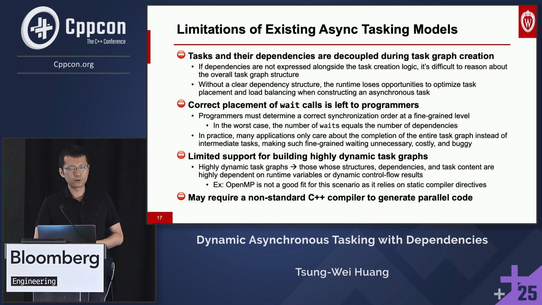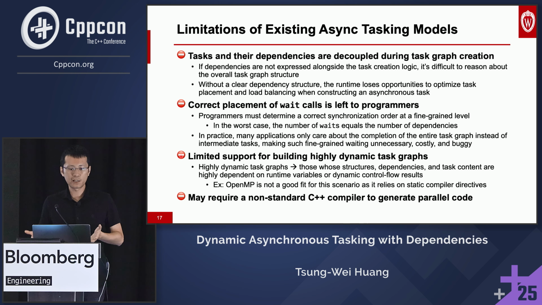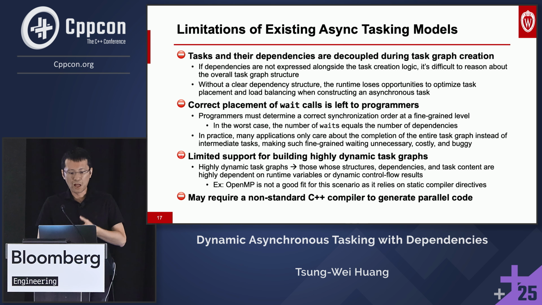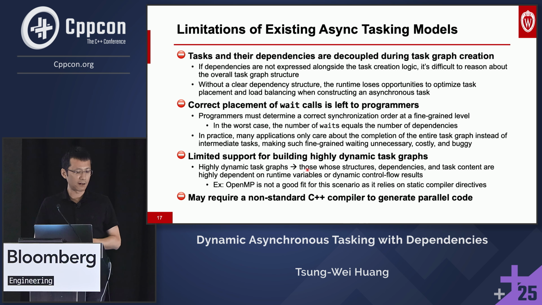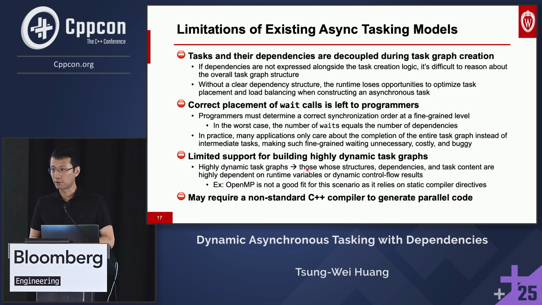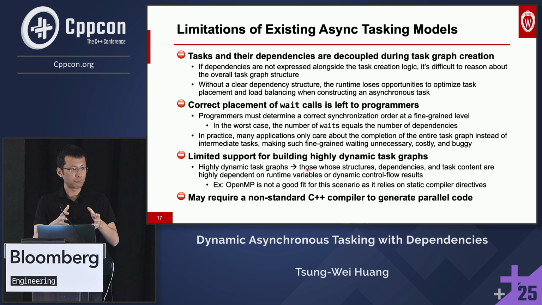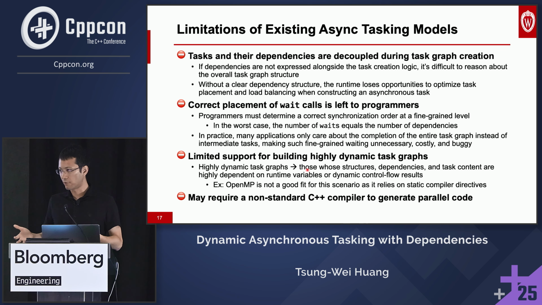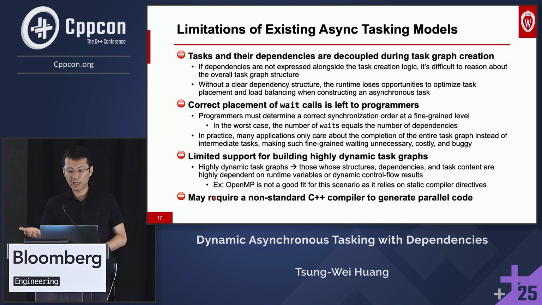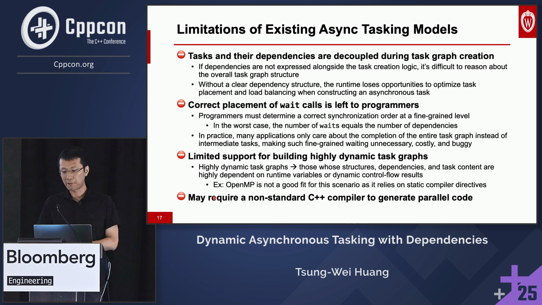The third limitation is the limited support for building highly dynamic task graphs, for those graphs whose structure, dependency, and task content are highly dependent on runtime variables or dynamic control flow results. For example, in this case, OpenMP may not be a good solution because it simply relies on compiler-generated static information to reason about your task graph structure. Finally, some of the libraries may require a non-standard C++ compiler to generate parallel code, like OpenMP and OpenCilk, which can have a serious portability issue across different computing platforms.